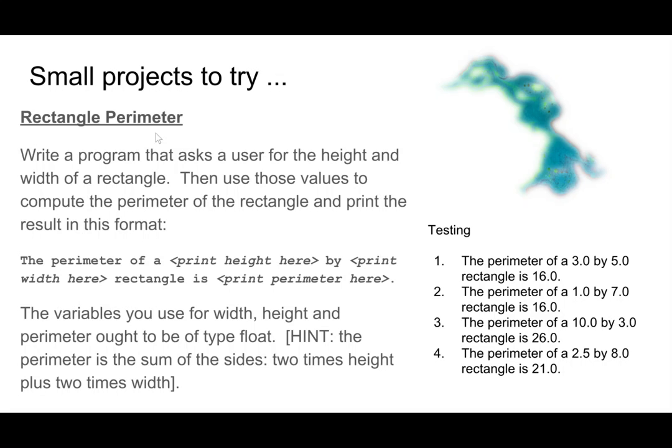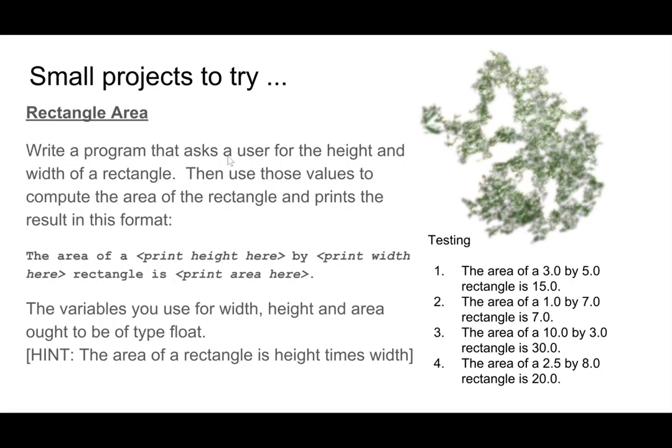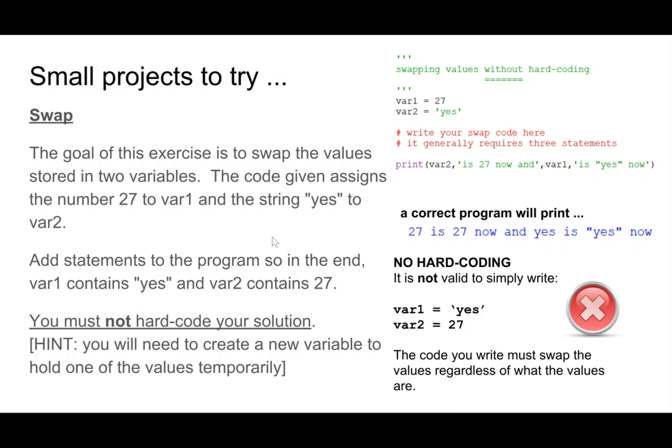And the perimeter of a rectangle, the area of a rectangle, and then the final one is a swap. So swap is a common thing that gets programmed, and the idea is that you have two variables. Here I have a variable 1, which is assigned to 27, and a variable 2 that's assigned to yes. And what you want to do is write some code here that makes variable 2 27 and variable 1 yes. So that's what we mean by a swap.